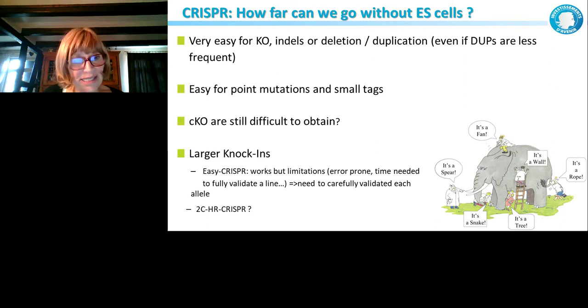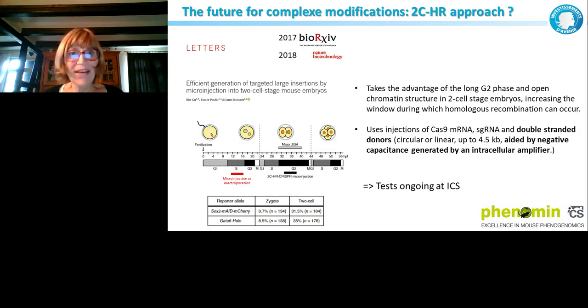And now, to finish this little part here, I want to say that there was this paper coming out from Janet Rossant, 2C-HR-CRISPR, which seems to be really interesting, and this experiment seems to work already in some labs. We are testing that at the moment at the ICS, and this method was first published in bioRxiv and in 2018 in Nature Biotech, and it takes advantage of the long G2 phase and open chromatin structure in 2-cell stage embryo. Okay, and when you inject in the 1-cell stage, you inject in the S stage. With the 2C, you inject at the G2 stage.